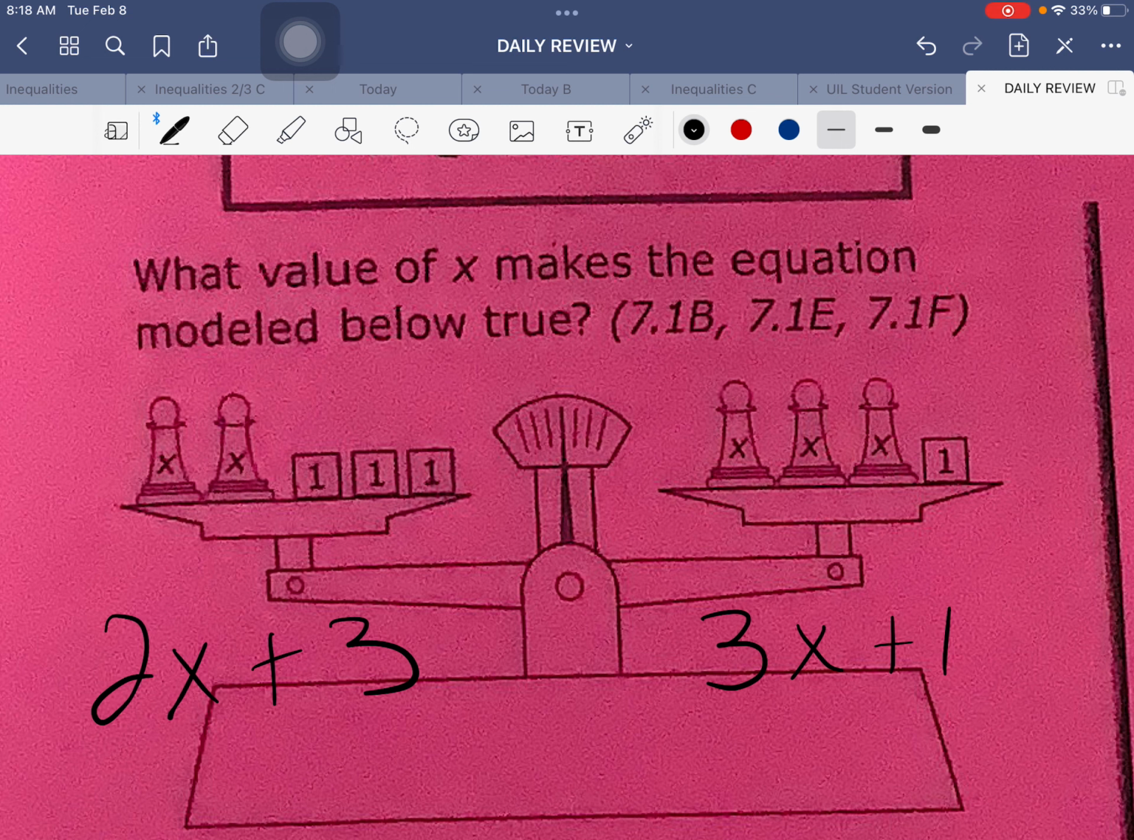Okay. Now, what do you want to use? Do you want to use the equation, substitution, or do you want to use the drawings? Drawing. Easier.